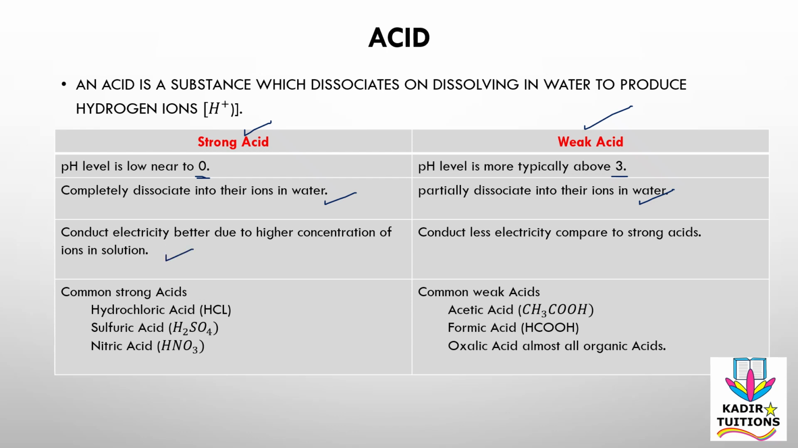Another point is, since more ions are present in a strong acid, it will conduct electricity better because of the higher concentration of ions present in the solution. But a weak acid will conduct less electricity compared to the strong acid because it is partially dissociated, right? So the ions are going to be a little lesser than in the strong acid. Here I have given some examples. Common strong acids are hydrochloric acid, sulfuric acid, nitric acid. Weak acids are mostly all the organic acids: acetic acid, formic acid, oxalic acid.